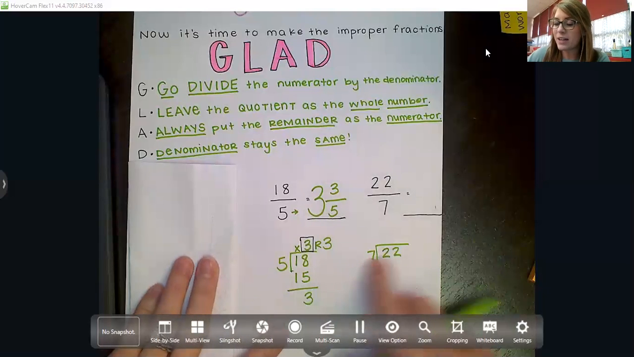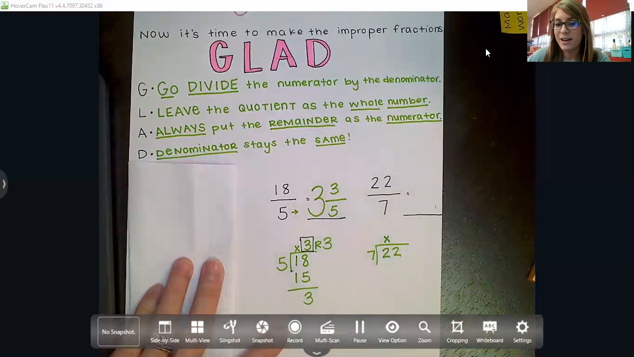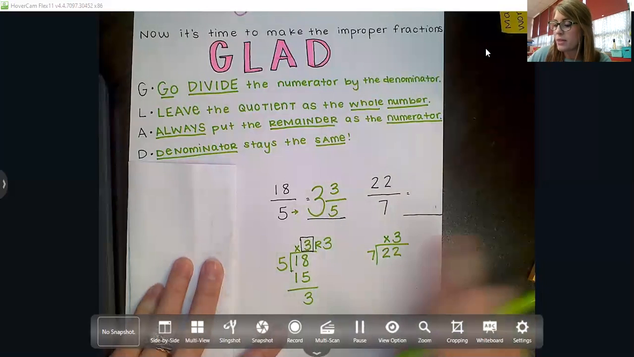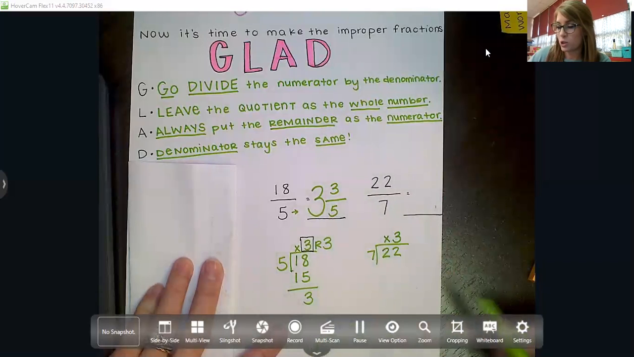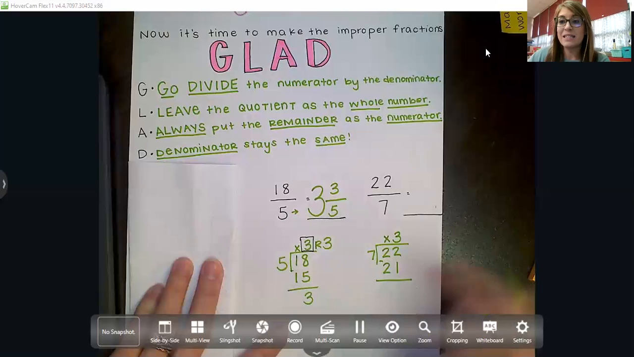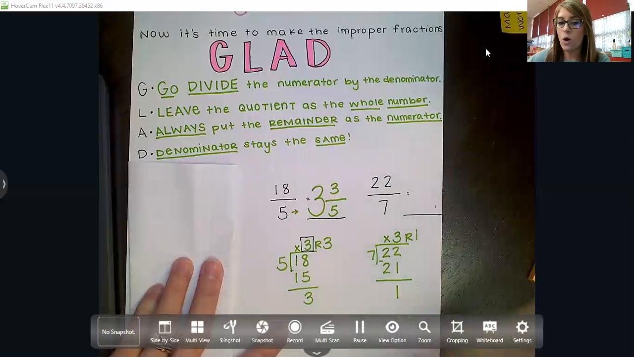All righty, so 7 cannot go into 2. I'm gonna put my placeholder X right there. Can 7 go into 22? Yes, it can. How many times? 3. Very good, so I'm gonna put my 3 right up top. Then I'm going to multiply. 7 times 3 gives me 21. Very good. Then I'm going to subtract. 22 minus 21 is 1. 1 is less than 7. Nothing left to bring down, so my remainder is 1.